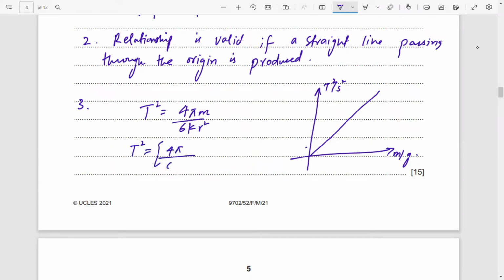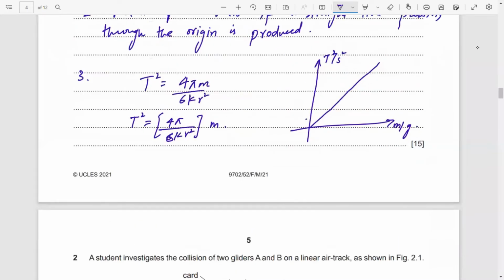So what is your gradient here? Your gradient here is 4 pi sigma k r square. This is sigma. आपने क्या निकालना था? आपने k निकालना था। आप k को सब्जेक्ट बना दें, k is equal to 4 pi over gradient into sigma r square. This will score you another mark.